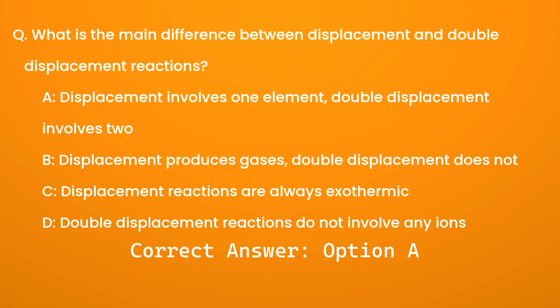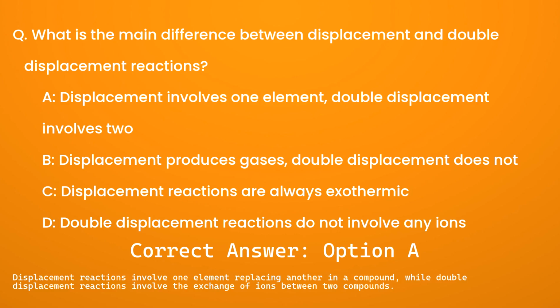The correct answer is option A, which is displacement involves one element, double displacement involves two. Displacement reactions involve one element replacing another in a compound, while double displacement reactions involve the exchange of ions between two compounds.